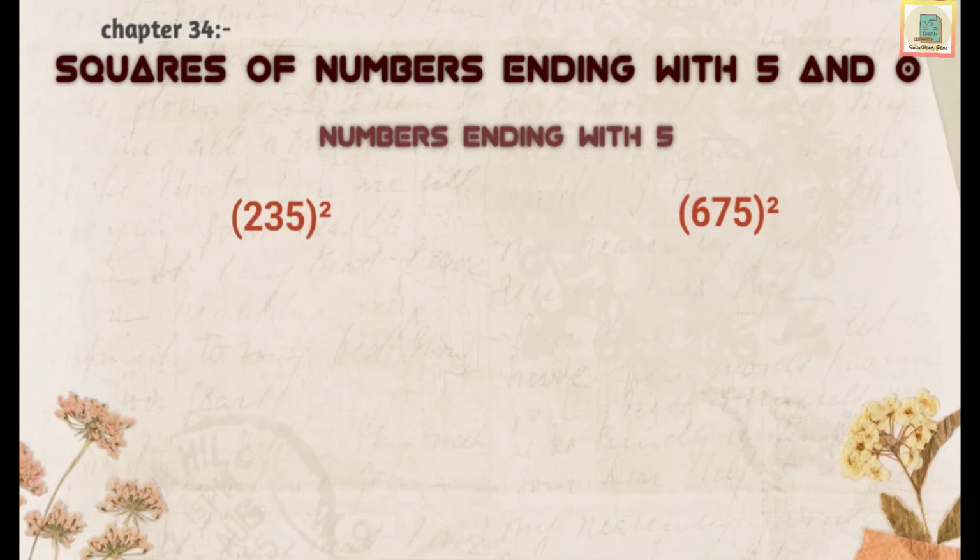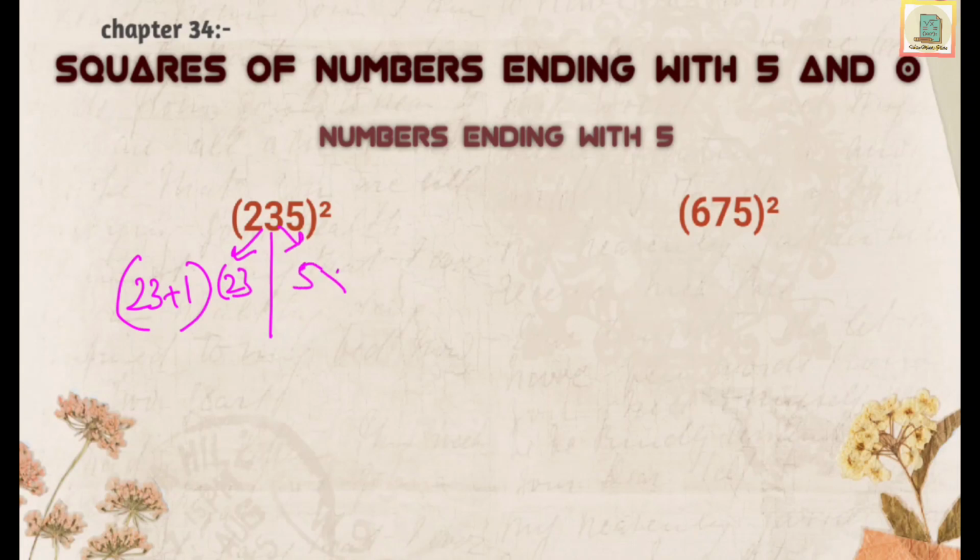Now let's take up a 3-digit number. Here we have to find the square of 235. In the first partition we will write 23, add 1 to it and multiply with 23. And in the second partition 5 multiplied by 5. So here we get 24 multiplied by 23.